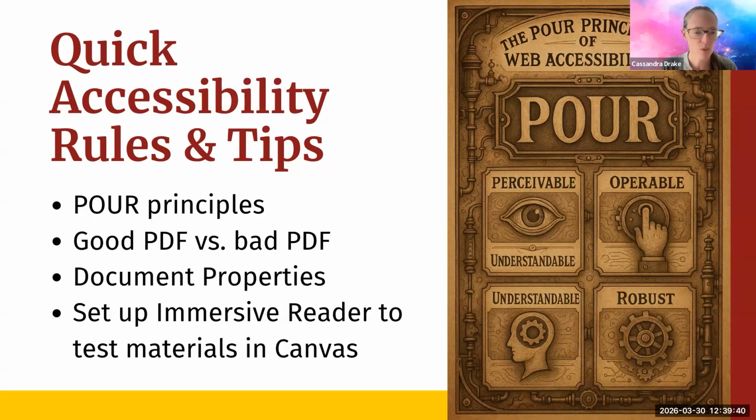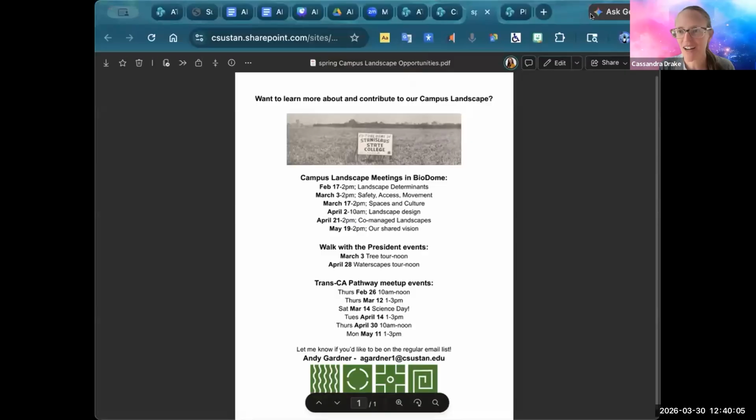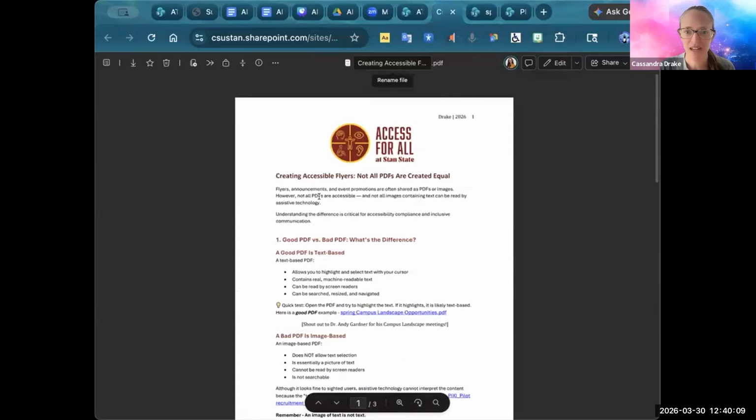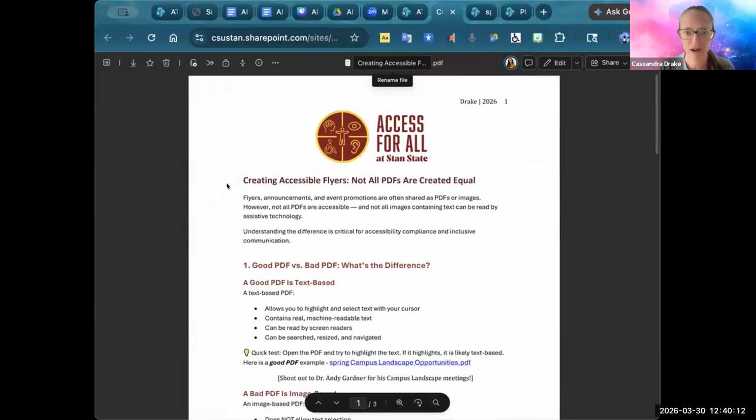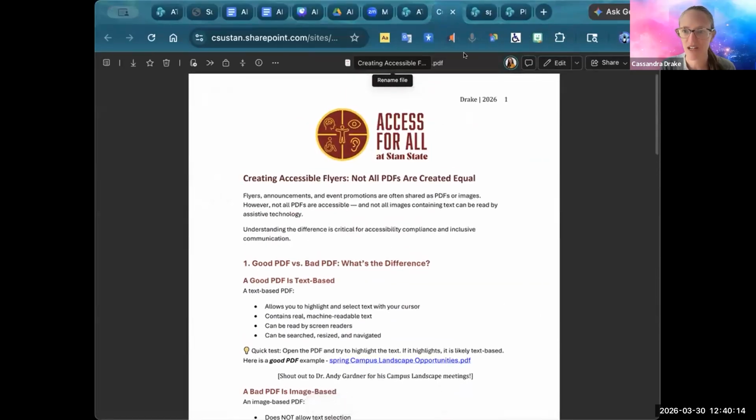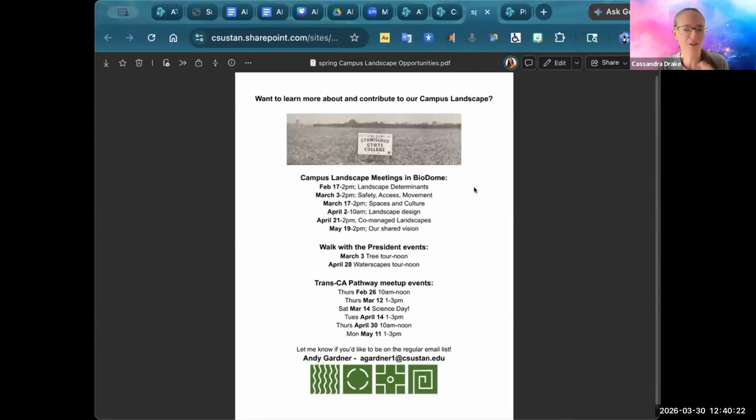The next thing I wanted to point out was a good PDF versus a bad PDF. Here I actually have two examples, and this comes from the document that we have been sharing around creating accessible flyers. Congratulations to Dr. Andy Gardner for this wonderful accessible flyer. And you know it's accessible because when you run your cursor over it, it catches the text. Good PDF. Whenever we can scroll and catch the text with our cursor, we know it's a good PDF.